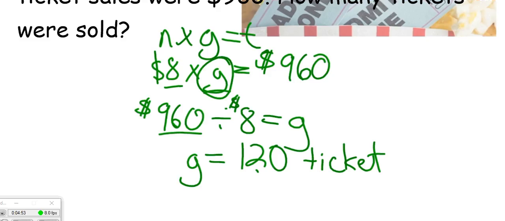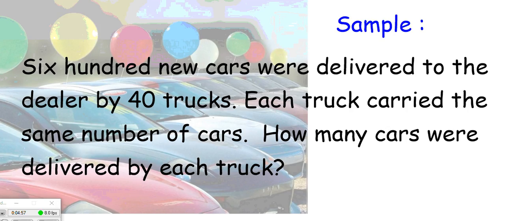So we have this pattern, N times G equals T, and here is one for you to work with. Hopefully nothing's cut off on your screen. There you go: 600 new cars were delivered by 40 trucks. How many cars were delivered by each truck? Figure out how those numbers fit into our pattern, and you got it. That is 7.13.